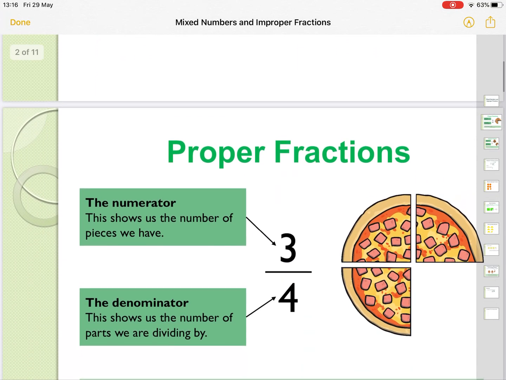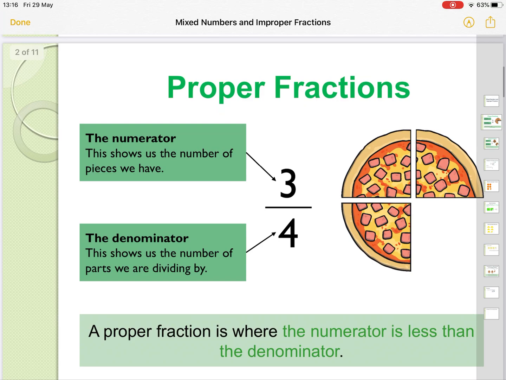So let's start. Let's remember, when we started fractions, we said there are several types of fractions, and one of them is the proper fraction. All right, proper fractions. What are proper fractions? Proper fractions are fractions in which the numerator is less than the denominator.